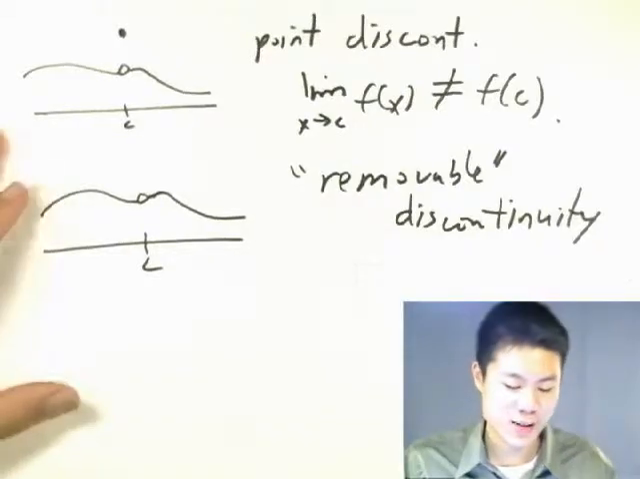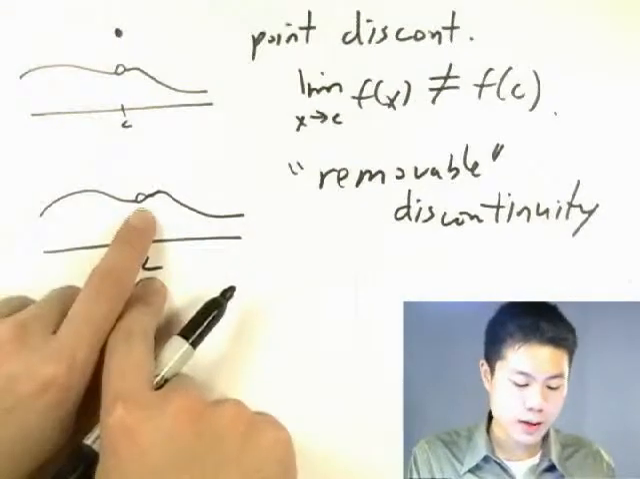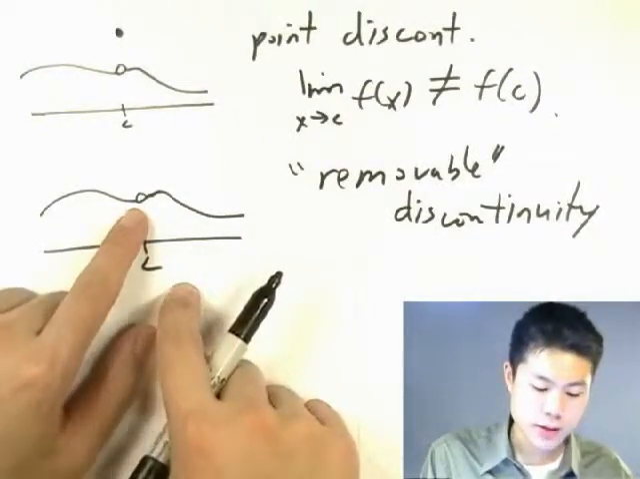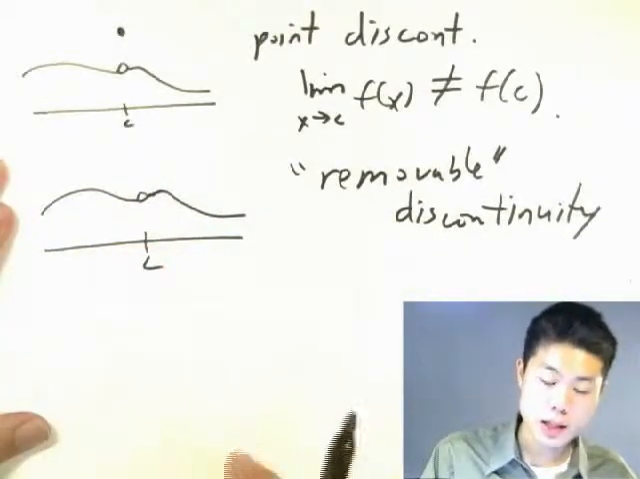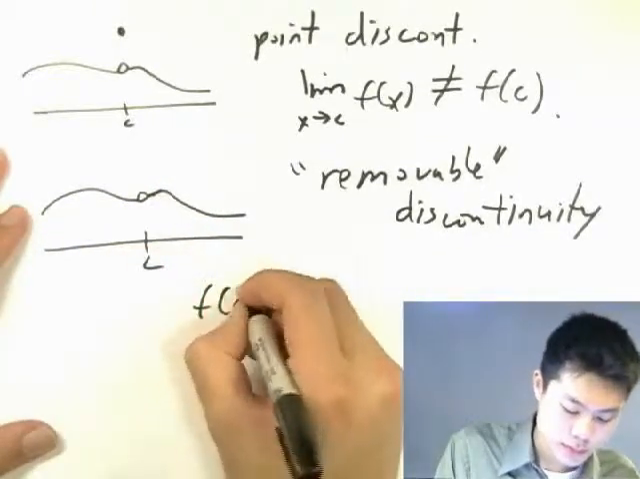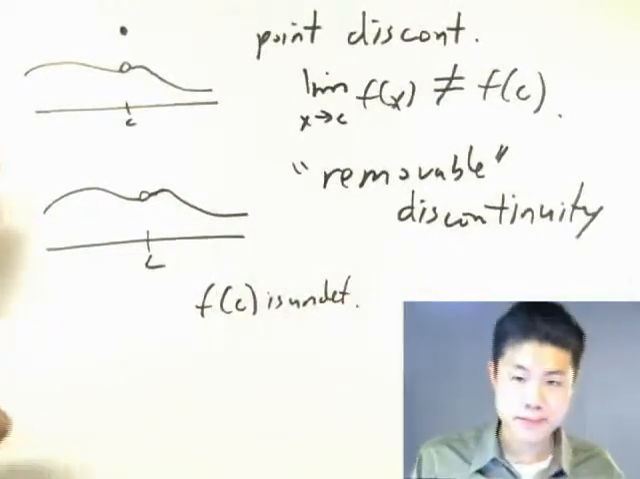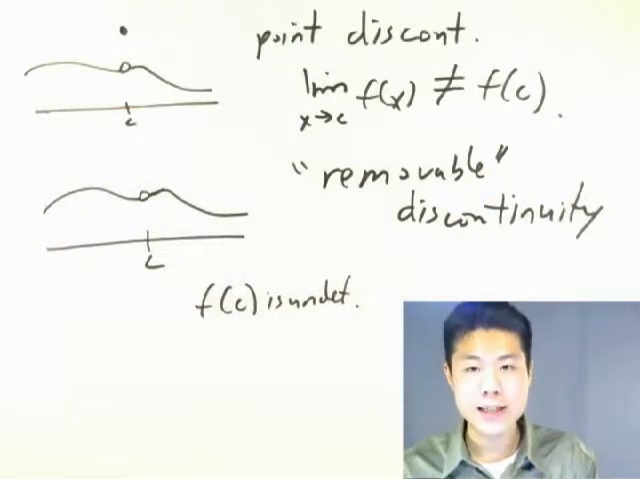So graphically it's going to look like this. It's similar to a point discontinuity, but look here. The function is completely undefined at this point. So the reason why this fails is because f of c is undefined. We'll come back to this later. Now I'll just do the last discontinuity quickly.